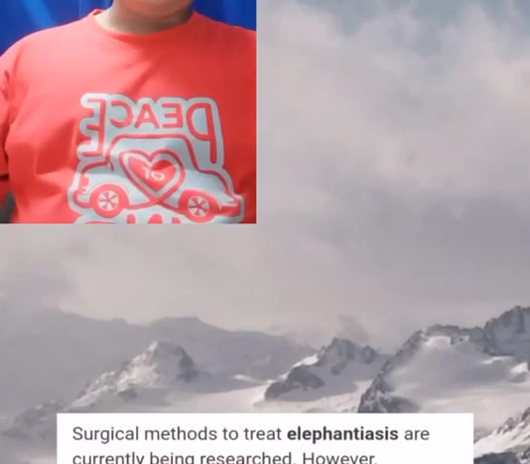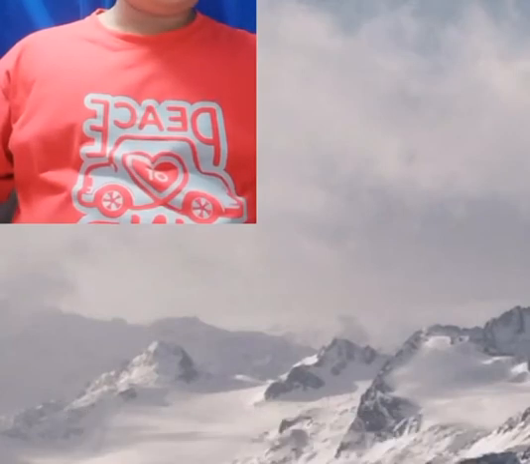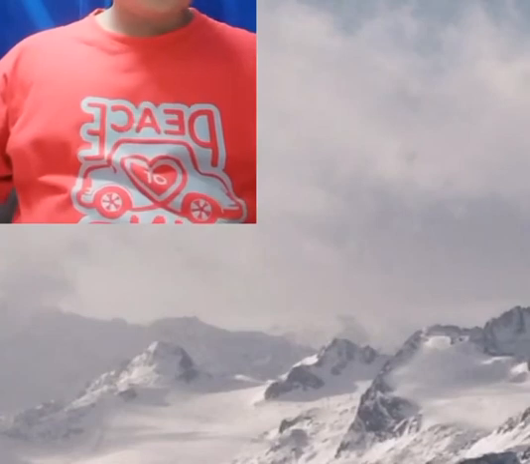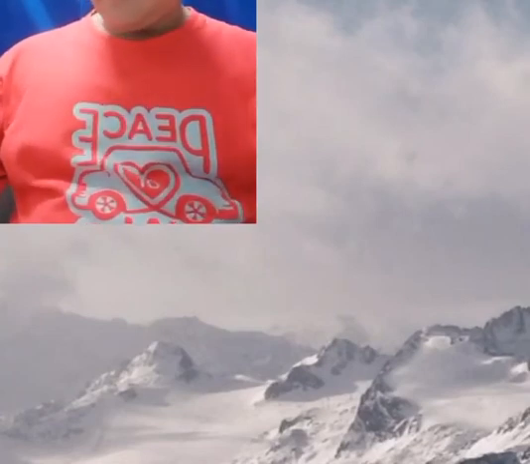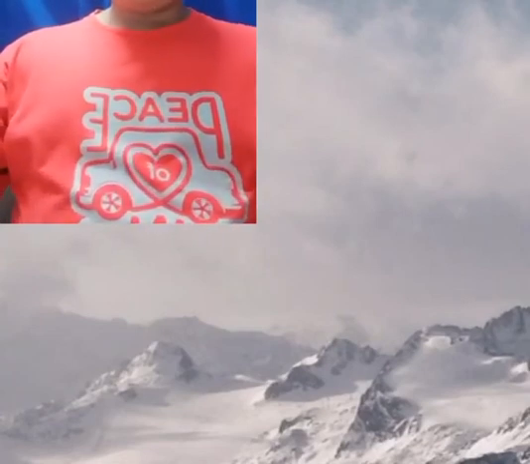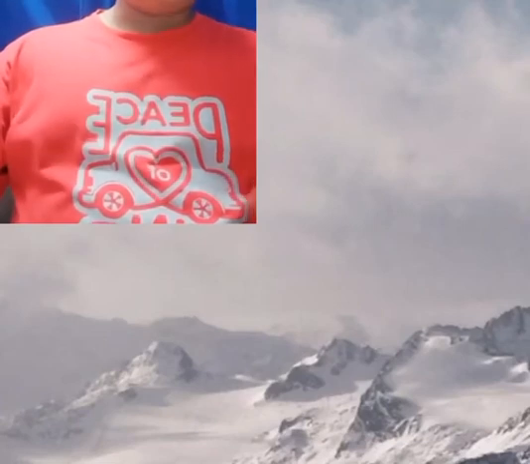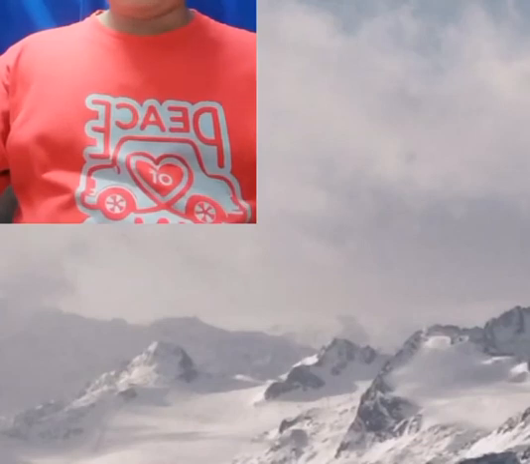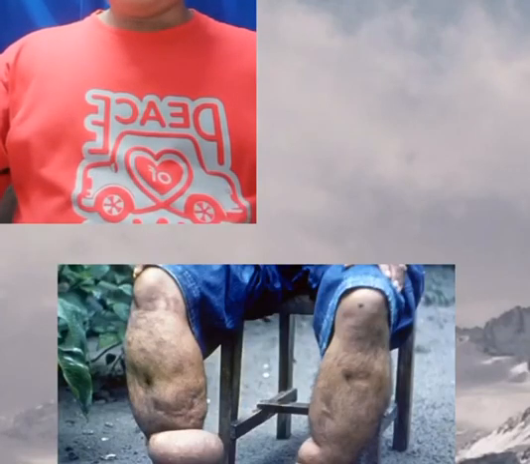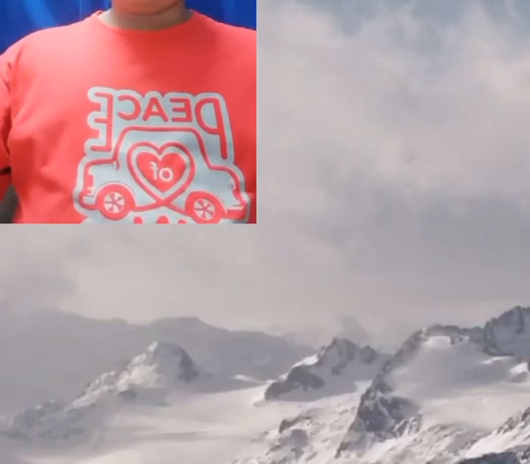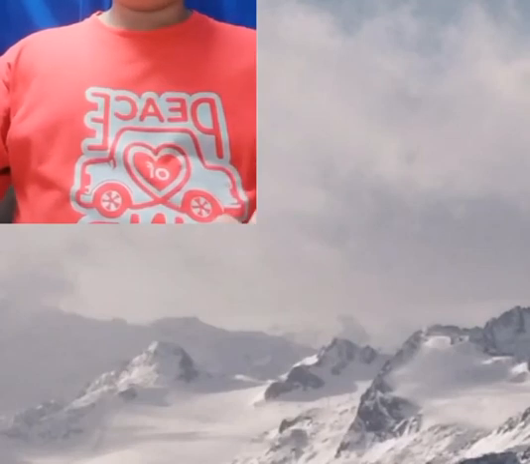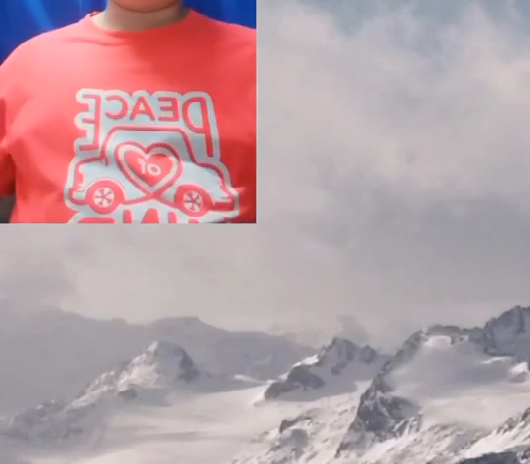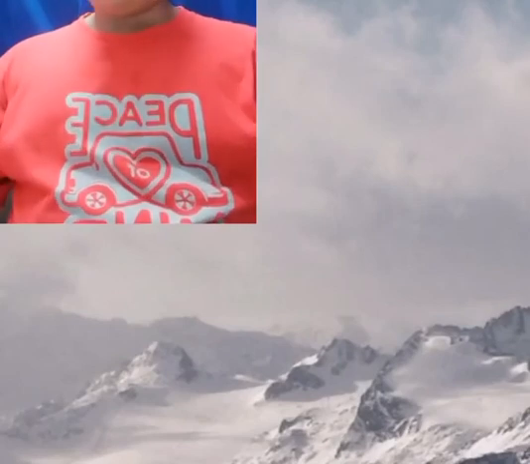So elephantiasis, or commonly known as elephant disease, is lymphatic filariasis. Filariasis, it's so hard to pronounce. The infected part, for example the leg, will swell up, and the patient then contracts the disease. So it just swells up. But the most common part is the leg.